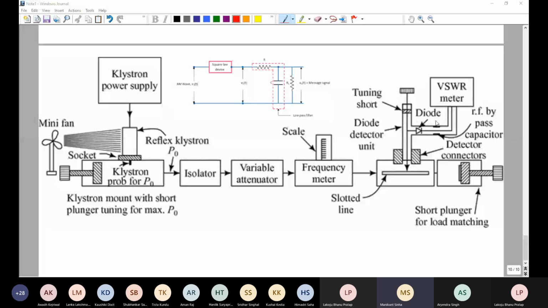Okay, so here it is like a short plunger for load matching. Here a matched load is connected. Next to the slotted line section, in this case a matched load is connected, but you may connect a short load as well, or you can connect nothing to it. You can keep it open, or you can connect some irises and then a matched load as well, depending upon which experiments you are carrying out.